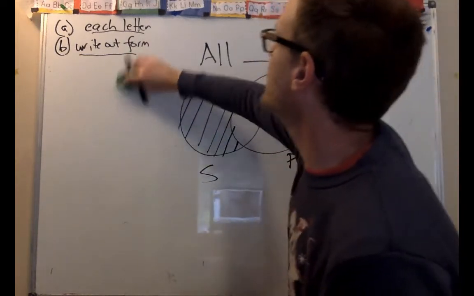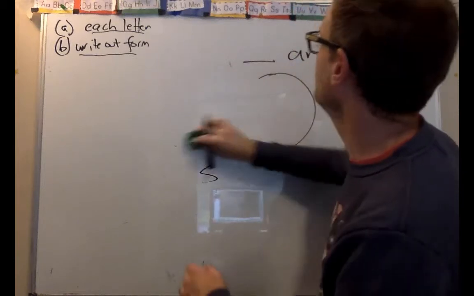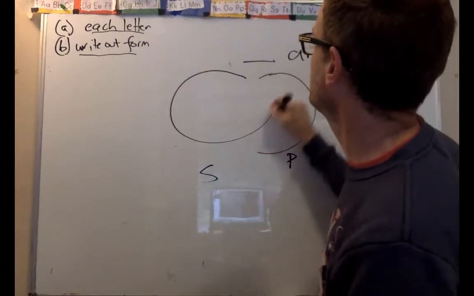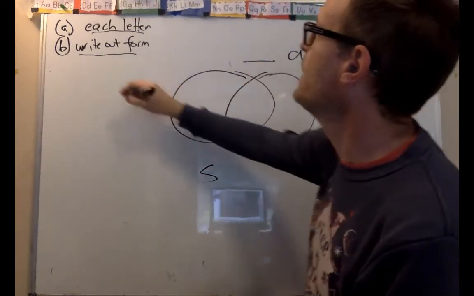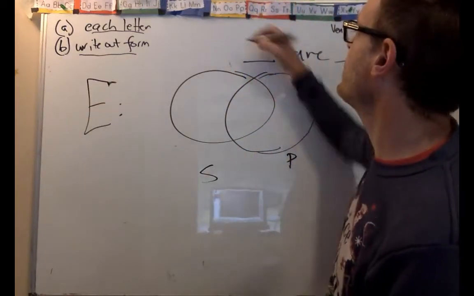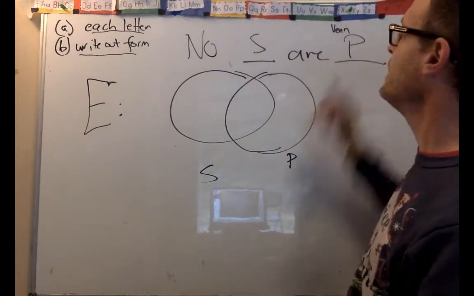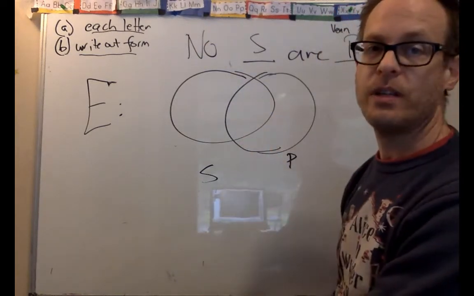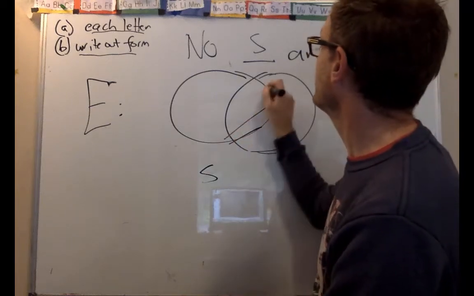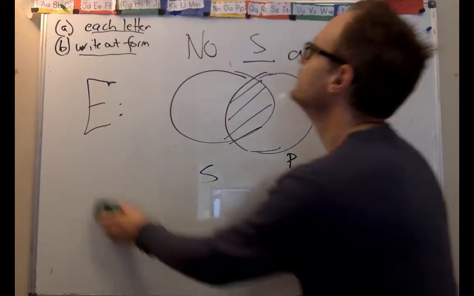All right, now we're going to do an E-type sentence. Here we go. Erase this. Get another circle. Now we're going to talk about an E-type statement, right? And remember, E's are no S are P. So that means the space in between the two is empty because there's nothing that's in both circles. So there's nothing in between the two.